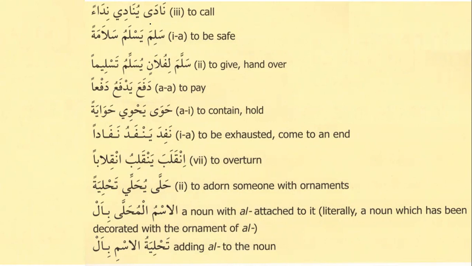And then we have nada yunadi, nida'an, to call. Okay, what will be the ism al-fa'il? We discussed it today. You should know that. Munadin, and mansoob will be munadiyan, and majroor will be munadin as well. Nada yunadi nida'an. So it has two masdars. One will be munadatan, which is not used a lot.